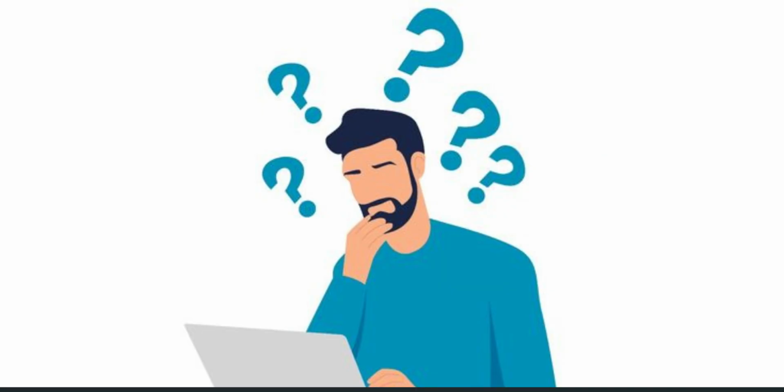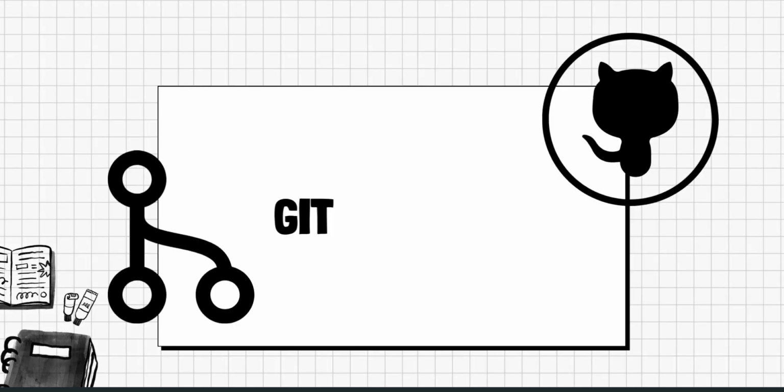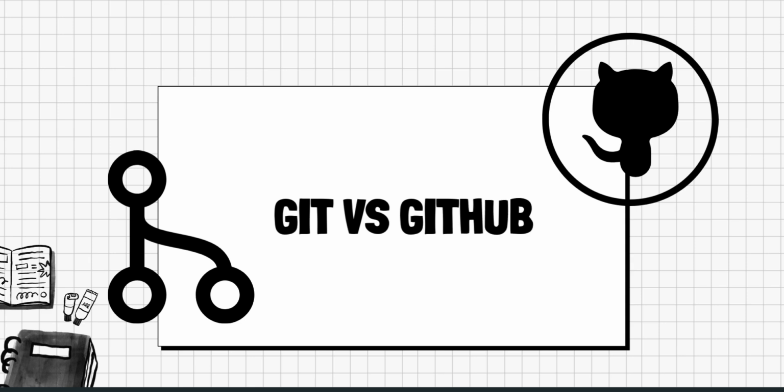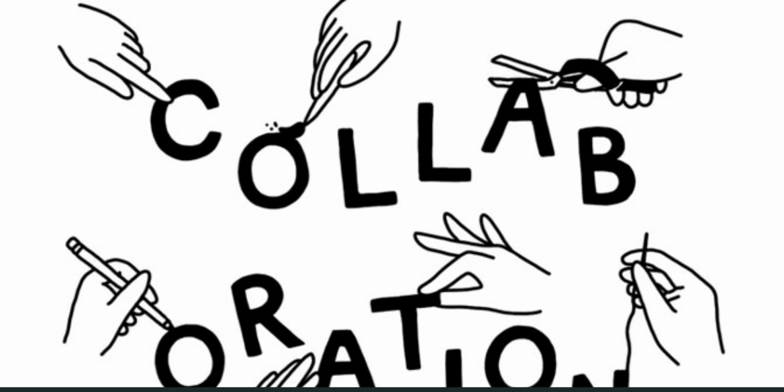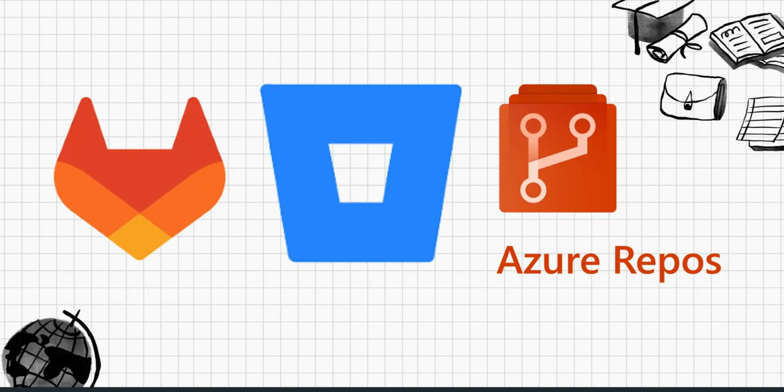Let's clear up the most common confusion. Git is a tool that lives on your local machine. GitHub is a platform that hosts your repos online. Git helps you manage and track changes. GitHub helps you collaborate with others, review code, raise issues, submit pull requests, and deploy to the world. And by the way, GitHub isn't the only one. There's also GitLab, Bitbucket, and Azure Repos, all powered by Git under the hood.